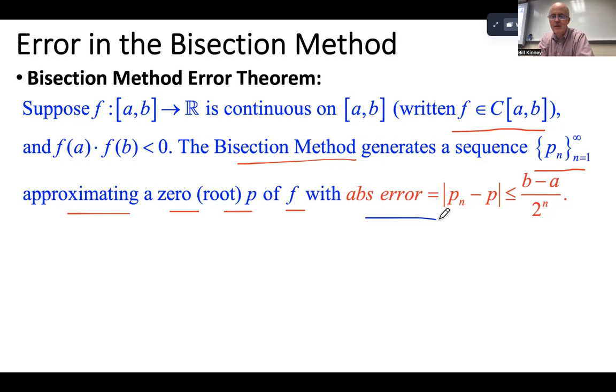The absolute error, which by definition is the absolute value of Pn minus P, is always less than or equal to that. B minus A is the length of the entire interval that you started with. And you're dividing that by 2 to the n power, where n is the number of steps you've done of the bisection method.